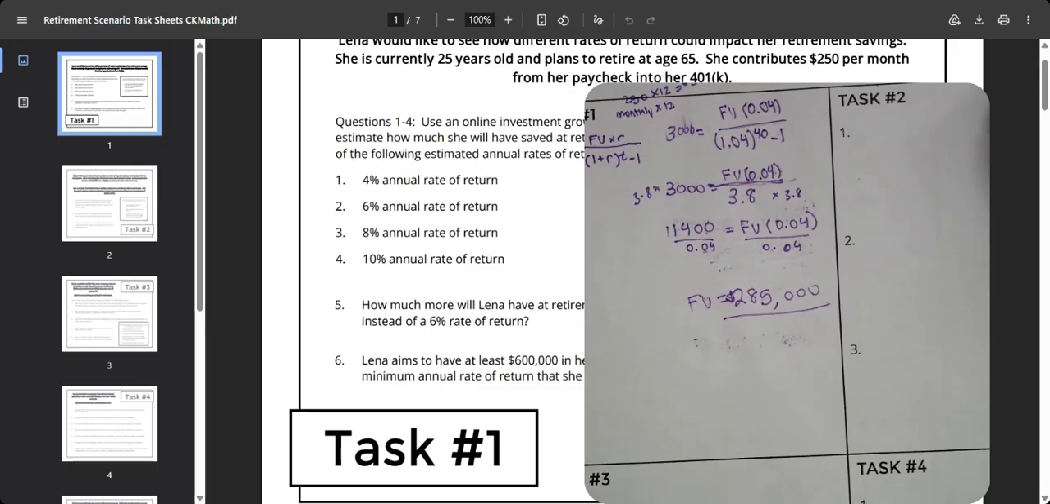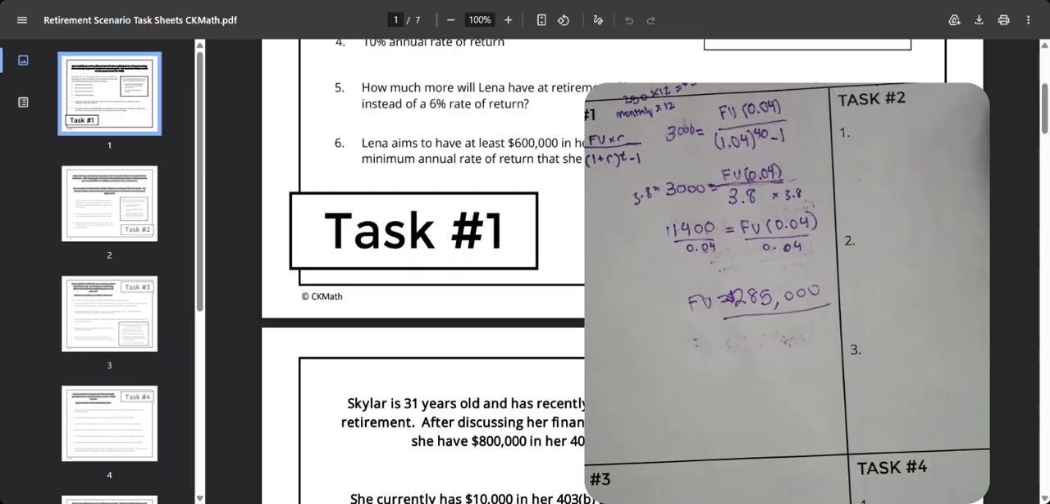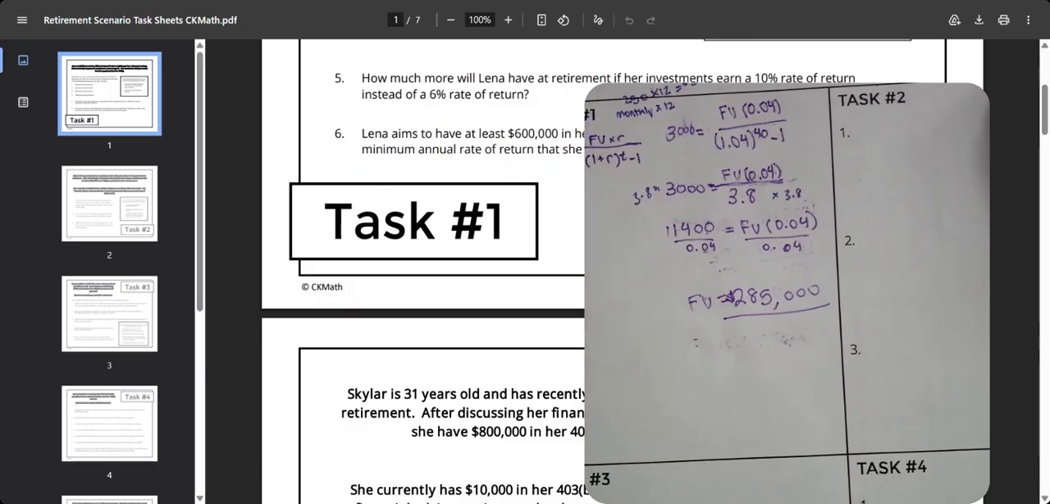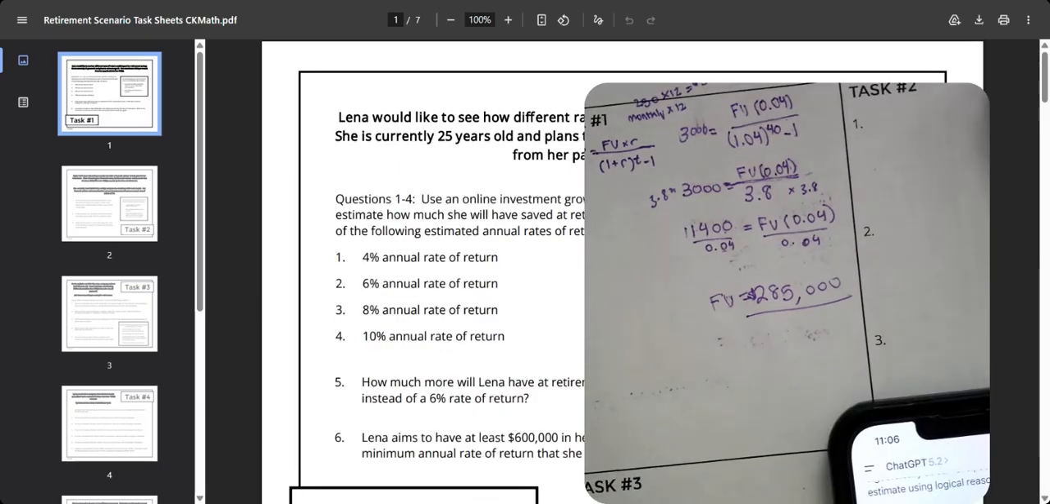For question 5, it says, how much more will Lena have at retirement if her investments earn a 10% rate of return instead of a 6% rate of return? Oh, okay. Well, I can't give you the answer for that because I don't know what her 10% or her 6% will be. But you're just going to take that final answer of 10% and subtract the 6%. Easy peasy.